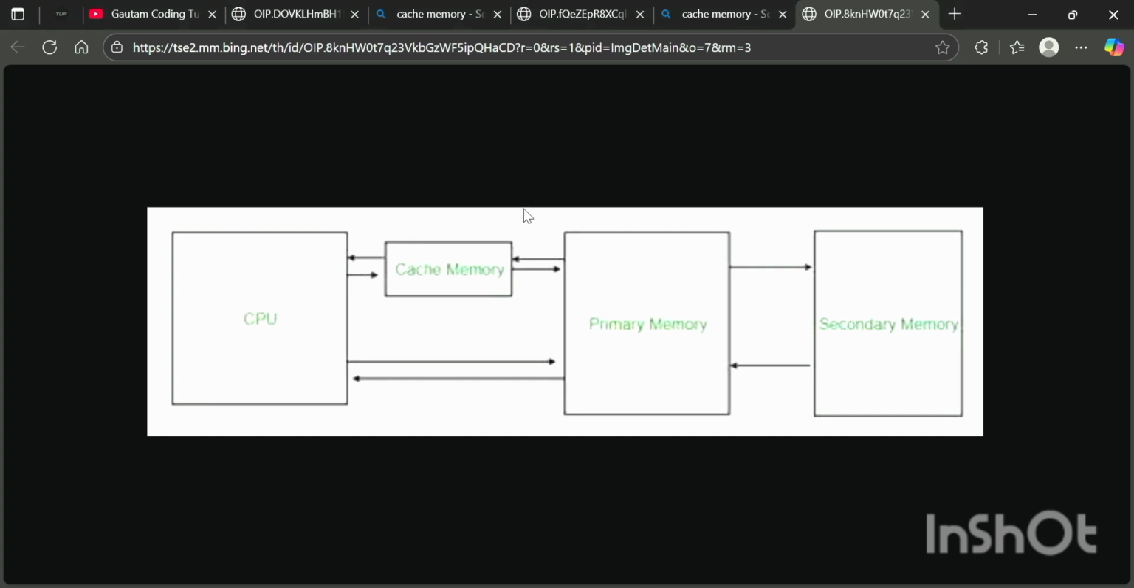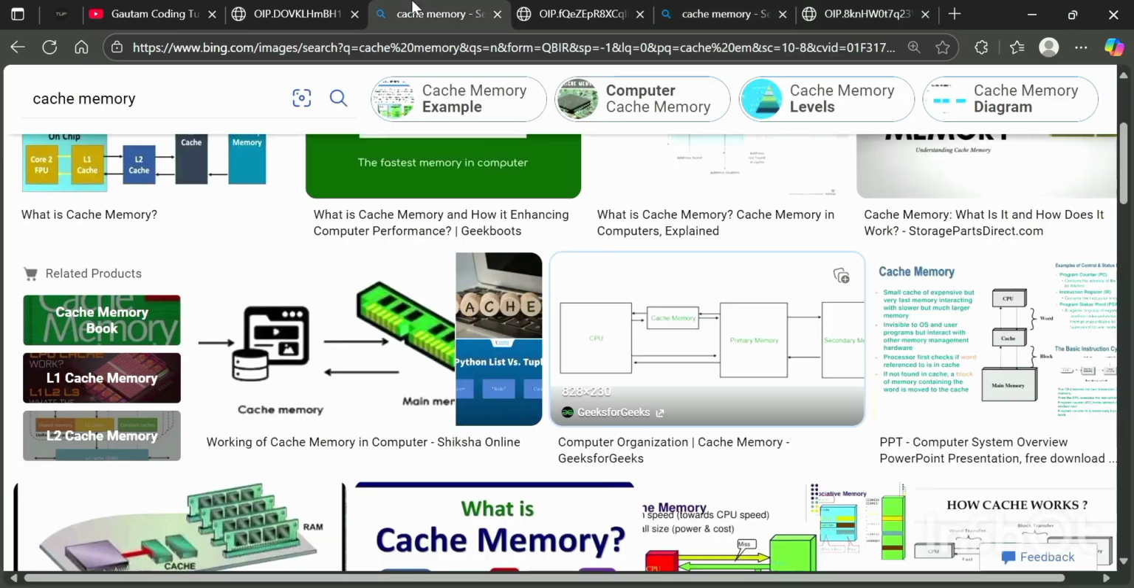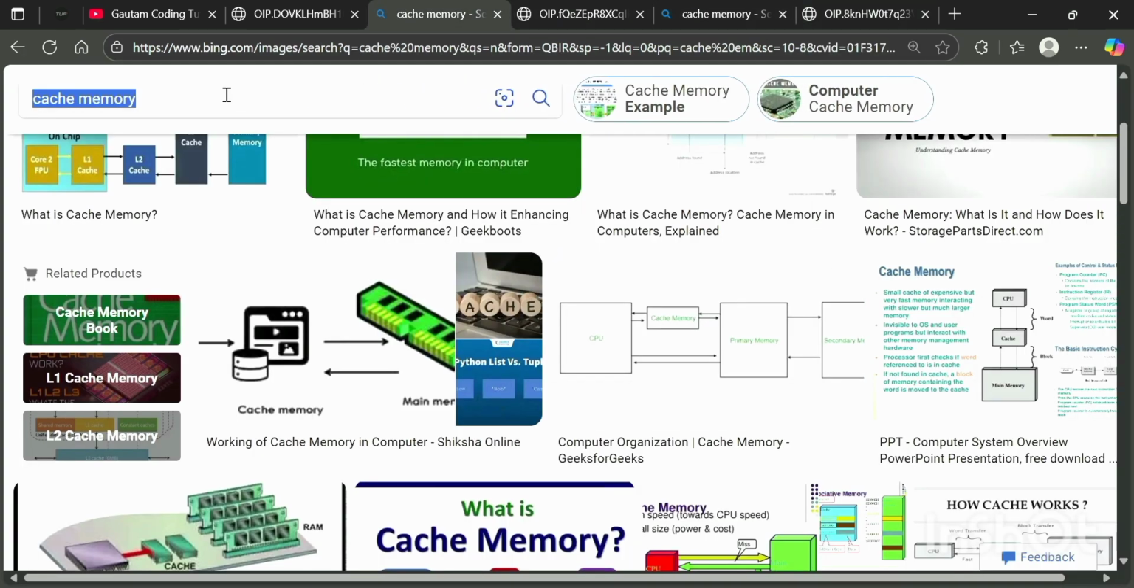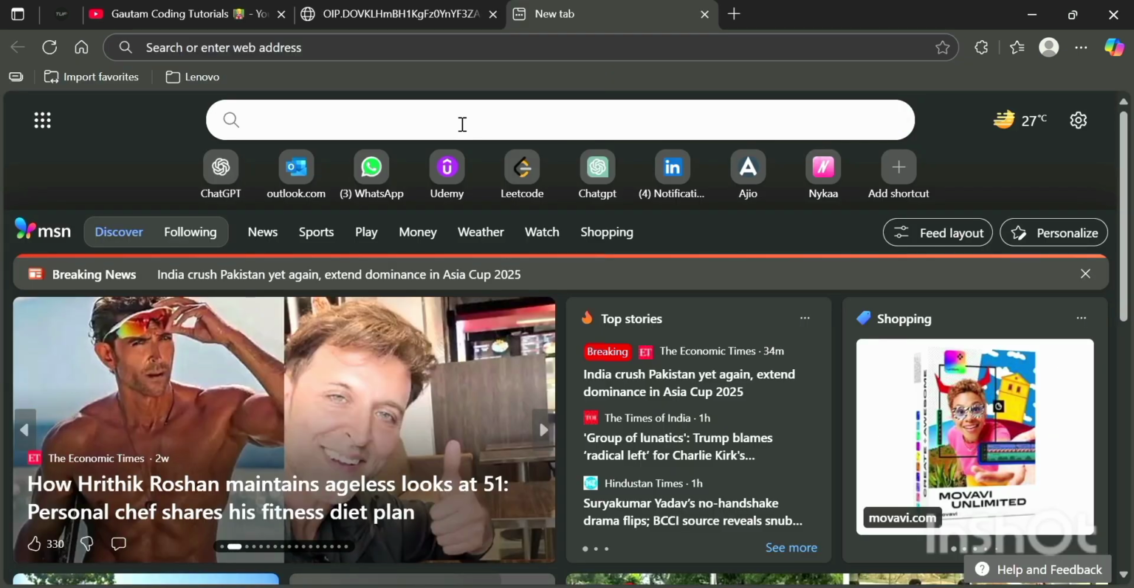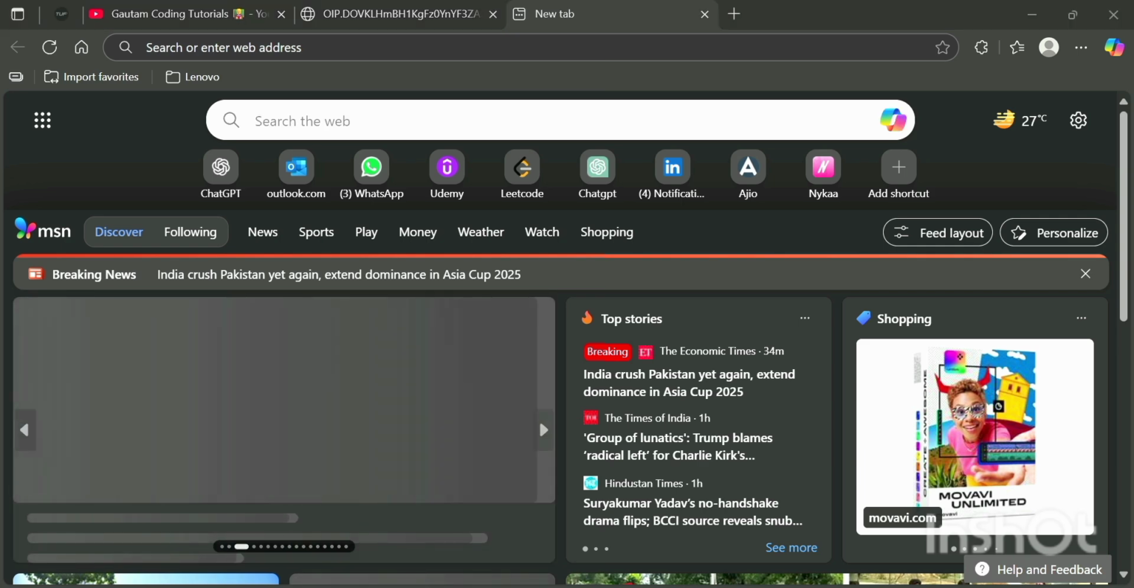When the CPU needs data, it first checks the cache. If the data is found, we call it a cache hit, and it is accessed quickly. If not, we call it a cache miss. The CPU retrieves the data from the main memory and stores it in the cache for future use. This mechanism ensures that frequently accessed data remains readily available.